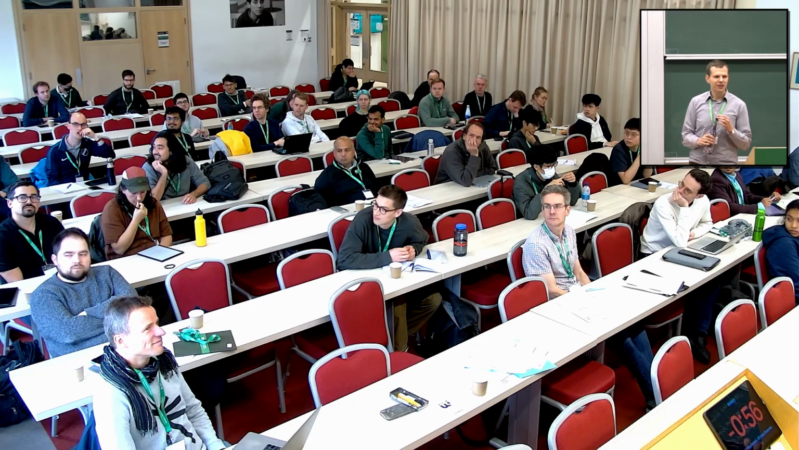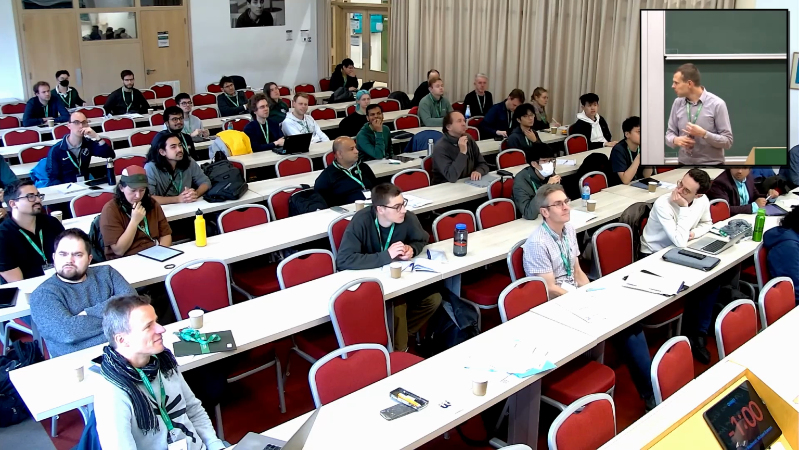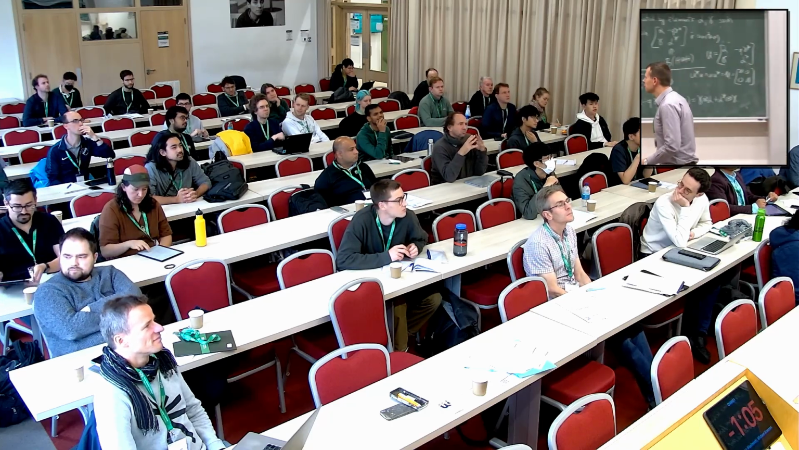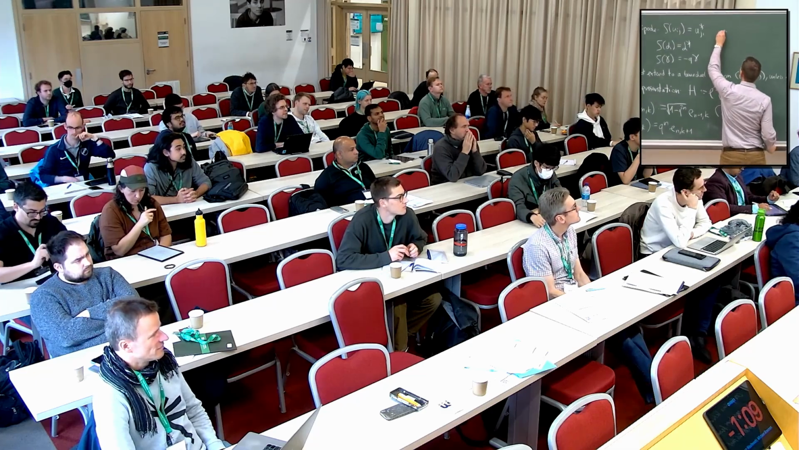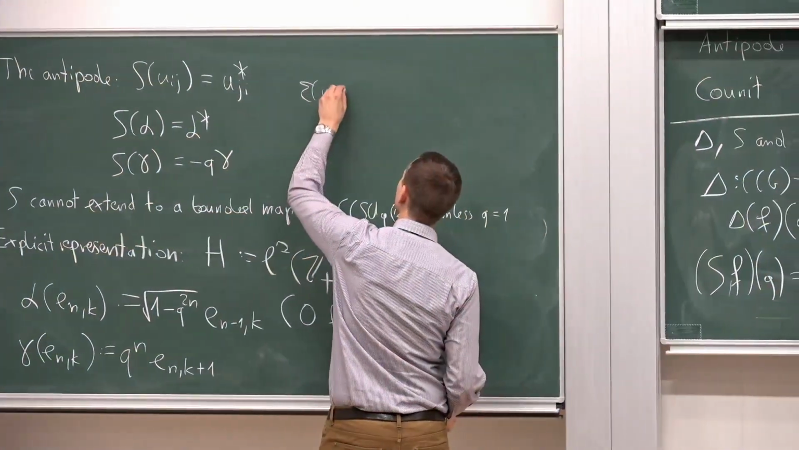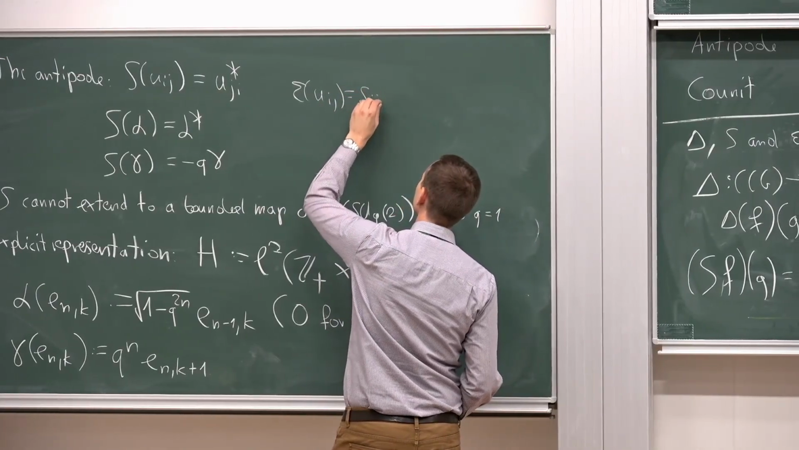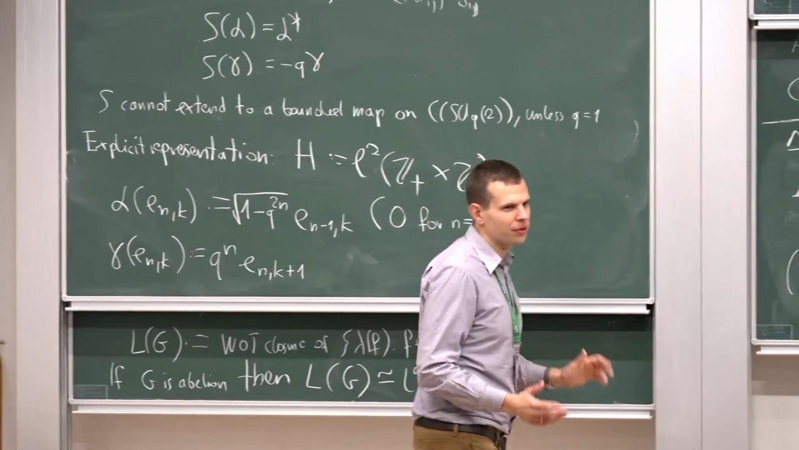I was just curious what epsilon is for this. No, I didn't write it down. Forgot. So epsilon on u_ij would be delta_ij. So then, for each entry you get something.